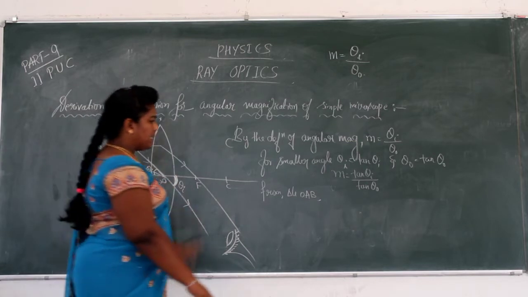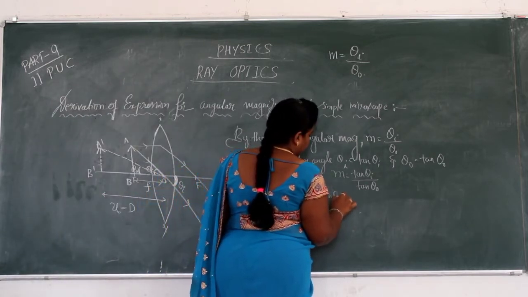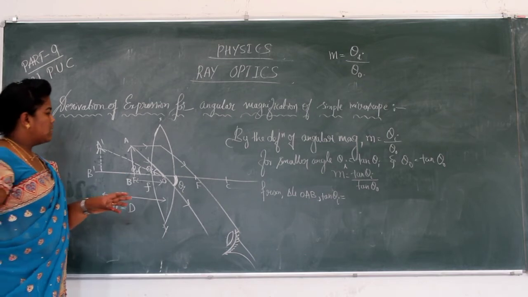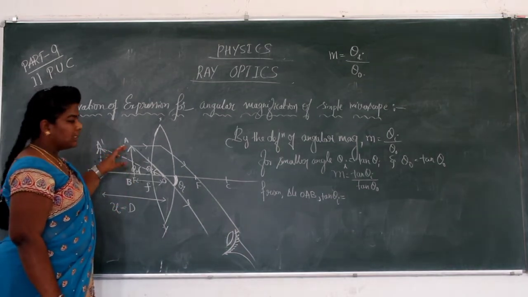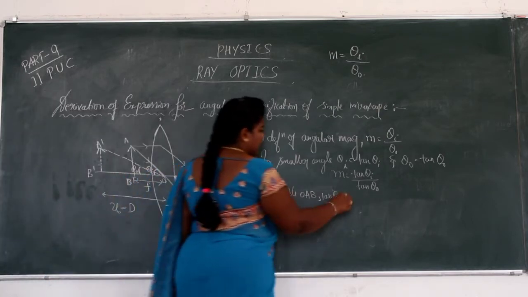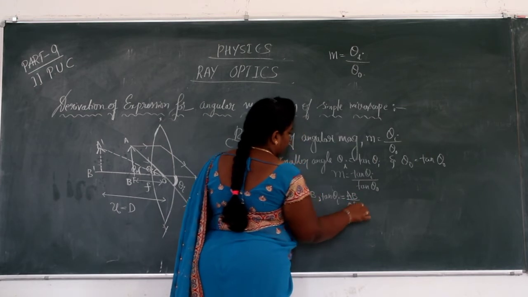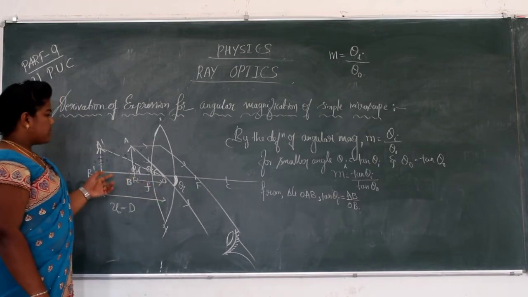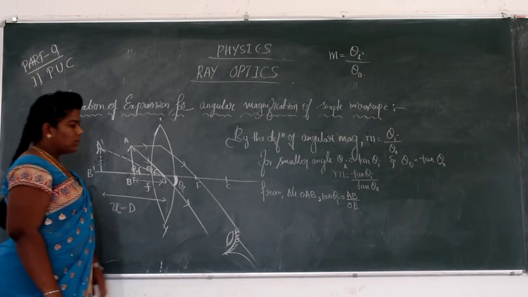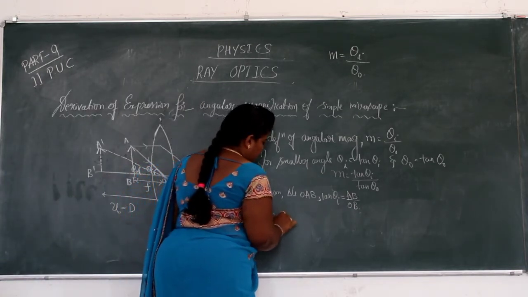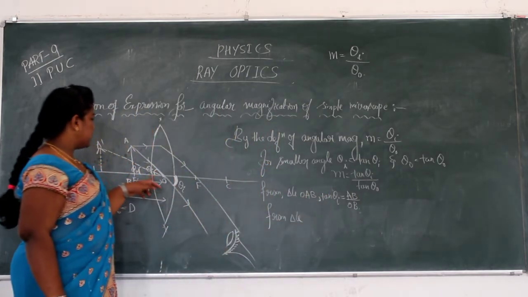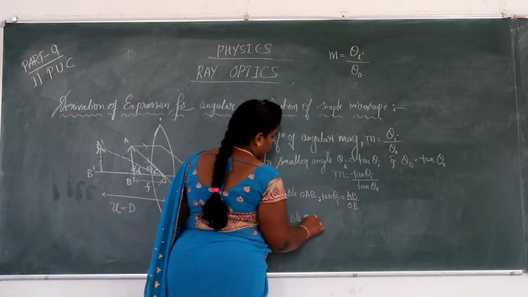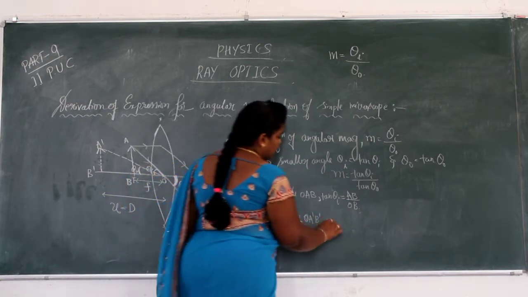What is the value of tan theta I? You know that tan theta can be written as opposite by adjacent. Here opposite is AB, adjacent is OB. So I am writing it as AB by OB. And my dear students, I am also going to calculate the value of tan theta naught. Which triangle am I using to calculate theta naught? The triangle OA dash B dash. So from the triangle OA dash B dash, how to calculate tan theta naught?